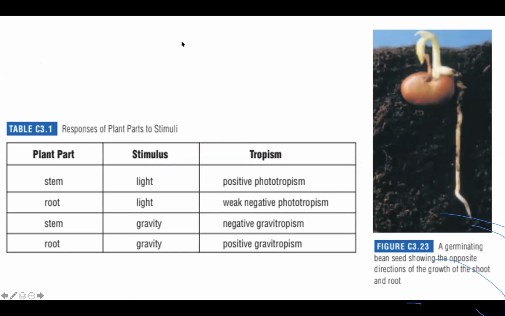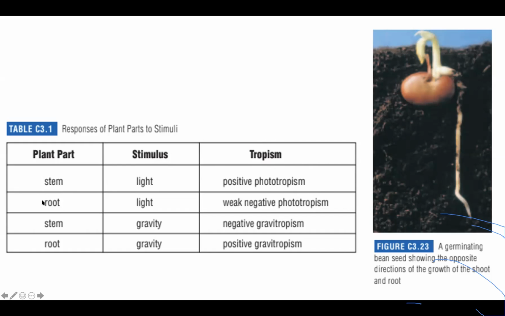The leaves and the stem are not the only things that are influenced by a tropism, as we're going to call it. The stem and the leaves have a stimulus to light, and we call this positive phototropism. So when it is stimulated by the light, the plant and the stem will start to grow in the direction of that light.